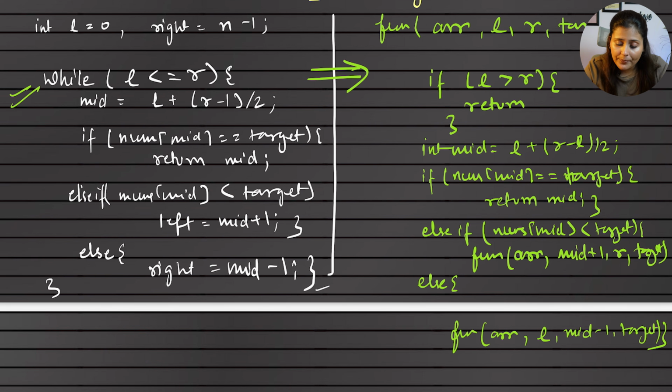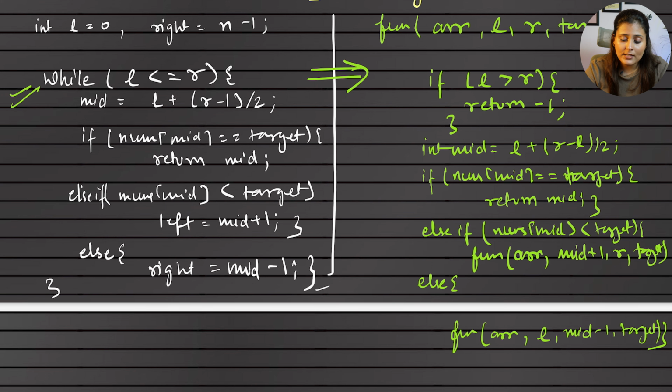But don't you think in a recursive code, the base case we have written is that if at any point left is greater than right, it means they have crossed each other. For sure they have not found the target value. So what do you think we should return? -1. Yes. So hence instead of simply returning, we have to return -1.